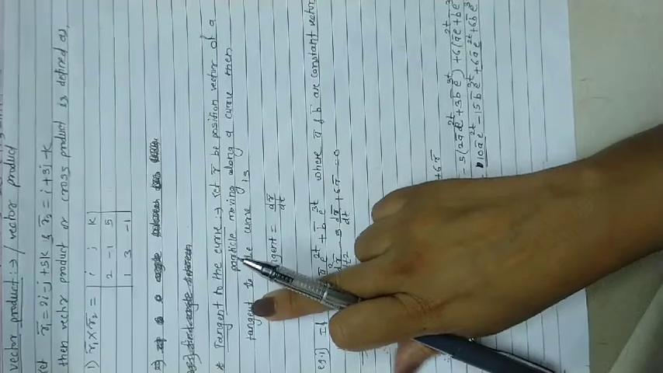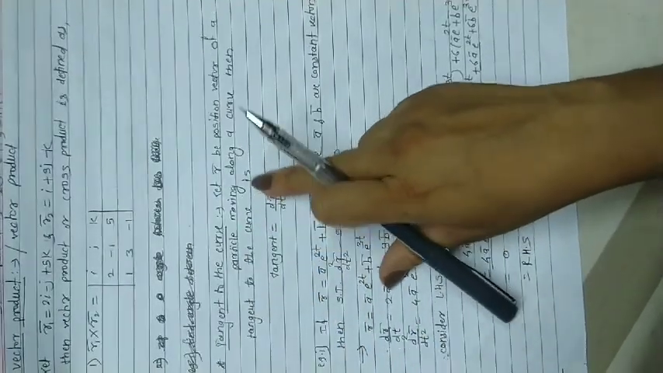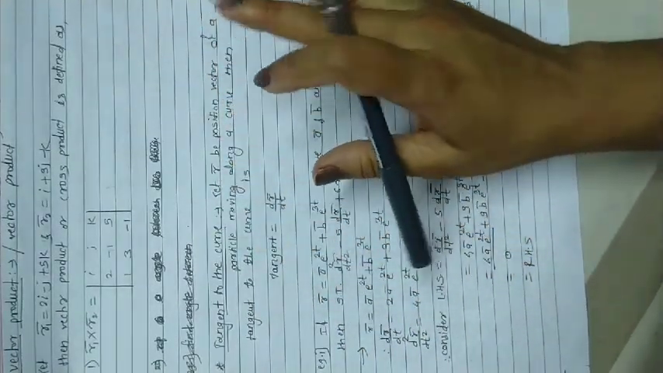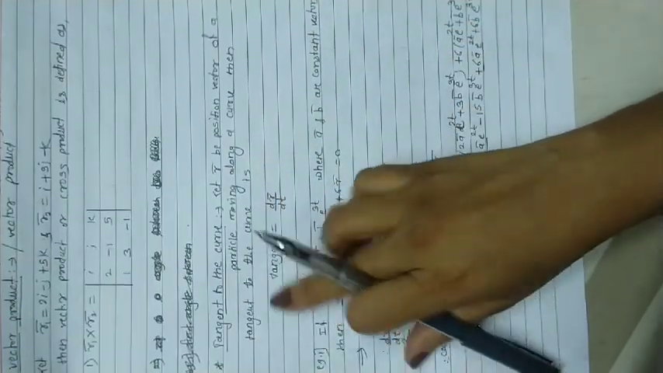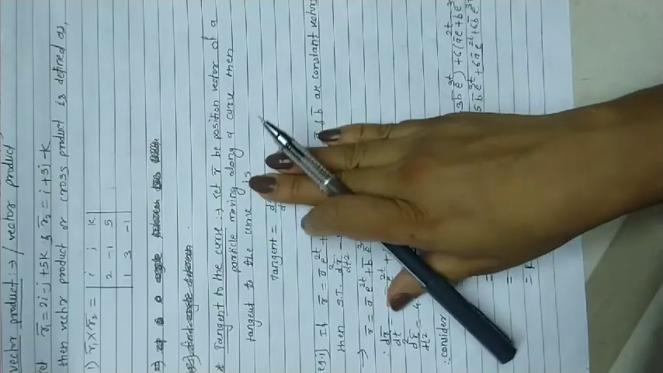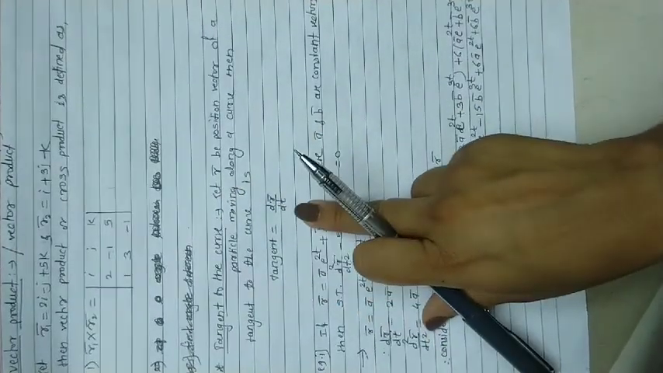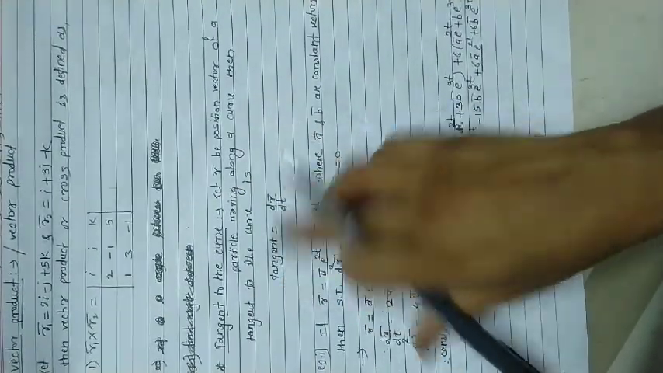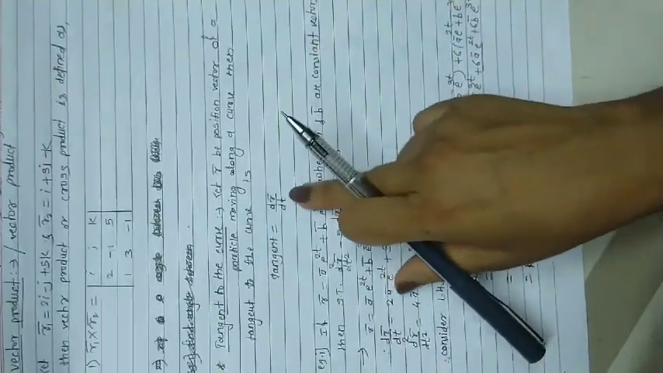Now consider the tangent to the curve. Suppose r bar is the position vector of a particle moving along the curve. Then the tangent to this curve is defined as the velocity vector, that is dr bar by dt. Velocity vector and tangent vector are the same.